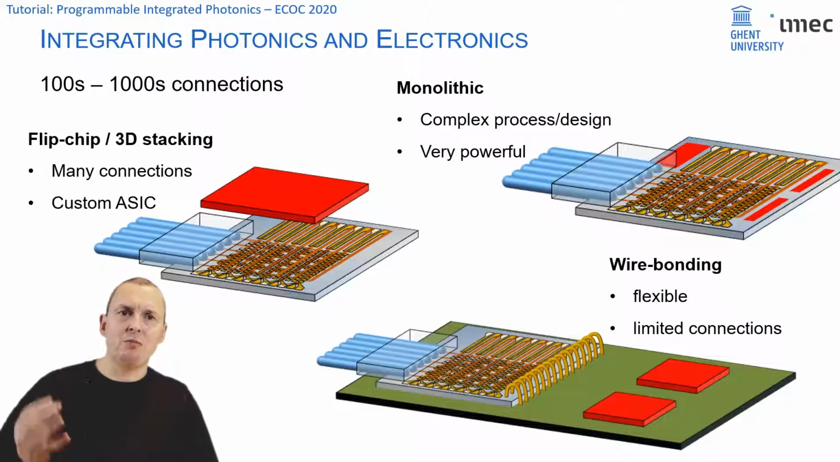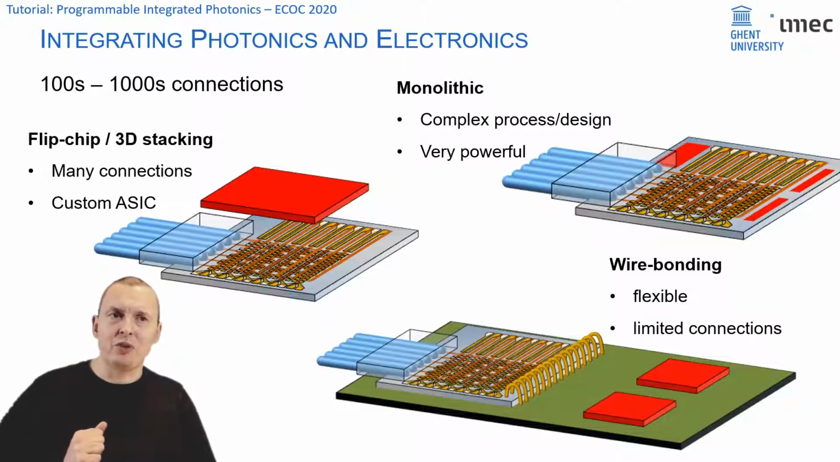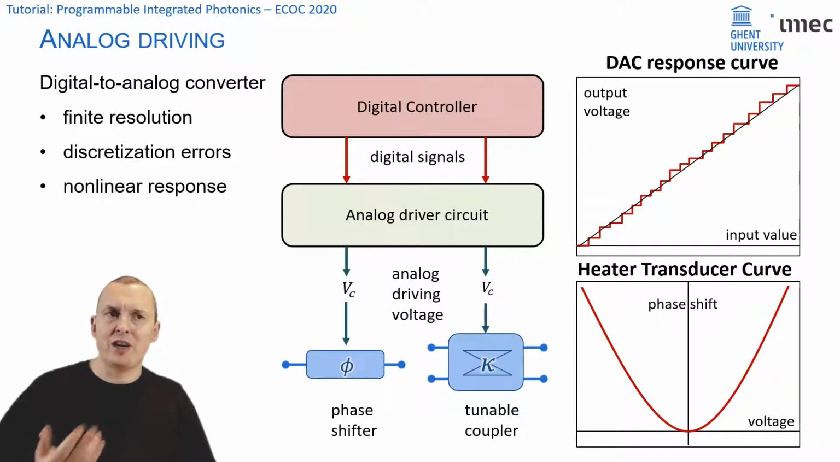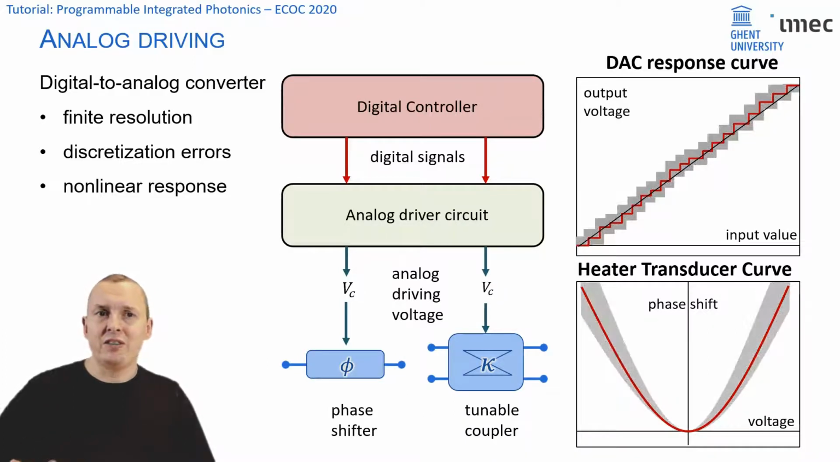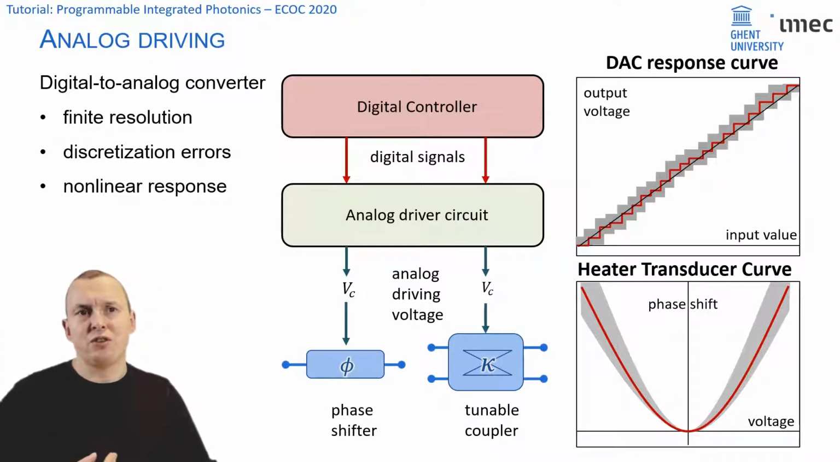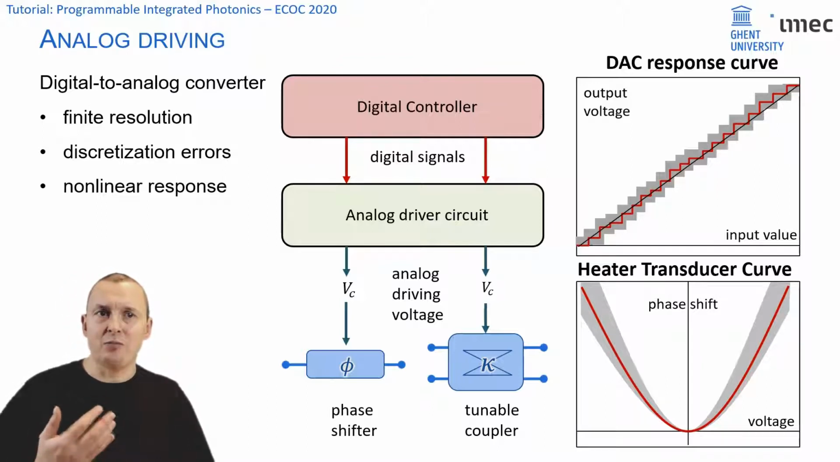Now the second problem, apart from how you connect all of this together, is how you drive this. In this driving scheme where you have a digital controller but an analog driving signal, you always have some errors. You have discretization steps of your digital to analog converter, and you have variability in your transducer curve of your heaters. So in that case, you always add up errors.